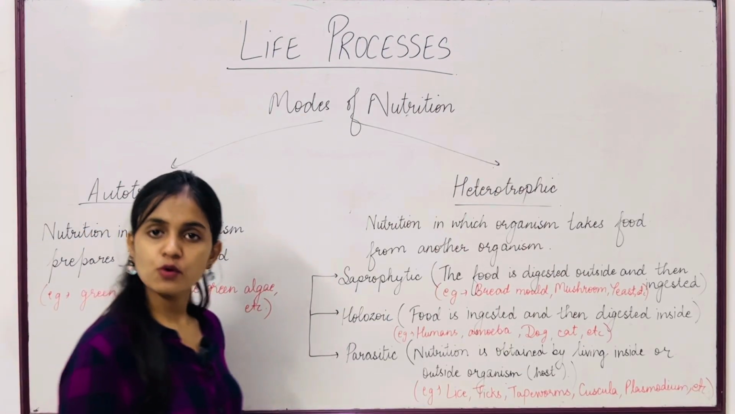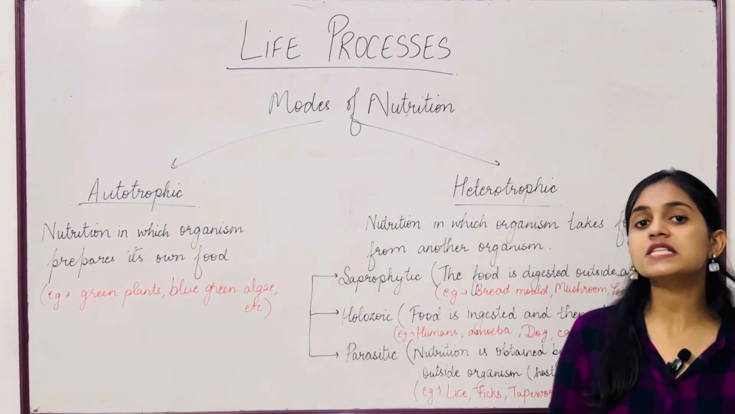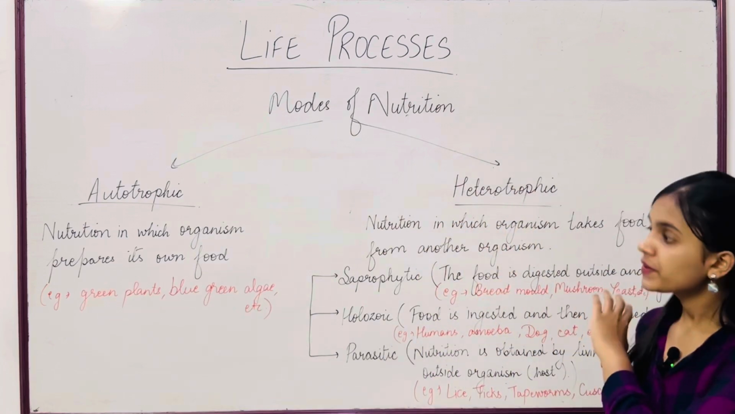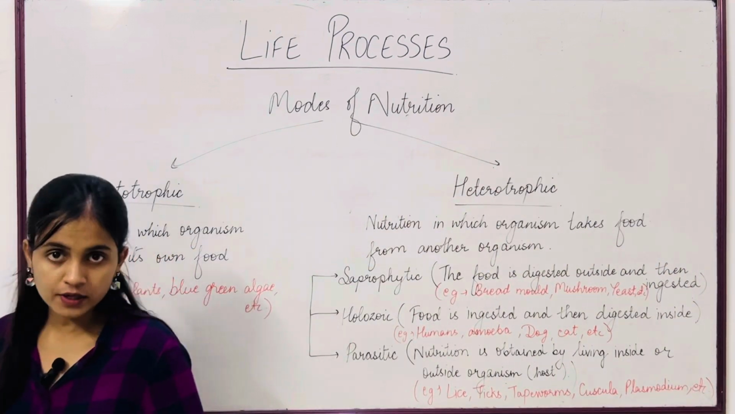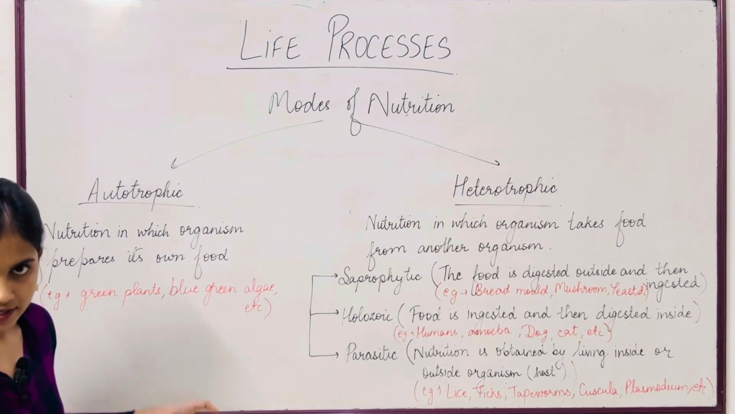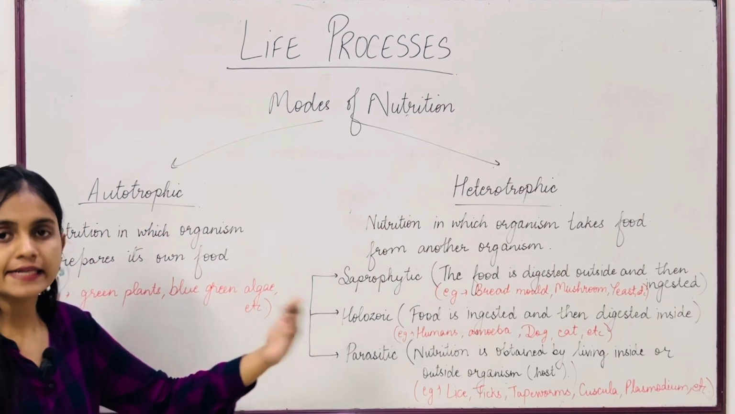Now we will discuss modes of nutrition. Organisms take nutrients from their surroundings by two modes. They are autotrophic and heterotrophic. Autotrophic nutrition is that in which the organism makes its own food, like green plants. They make their own food with the help of photosynthesis. About this autotrophic nutrition we will be discussing more in detail.